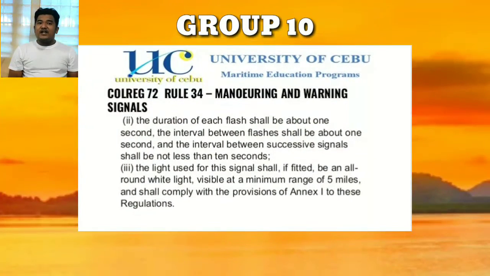The duration of each flash shall be about 1 second. The interval between flashes shall be about 1 second, and the interval between successive signals shall not be less than 10 seconds. The light used for this signal, if fitted, shall be an all-round white light visible at a minimum range of 5 miles, and shall comply with the provisions of Annex 1 to these regulations.